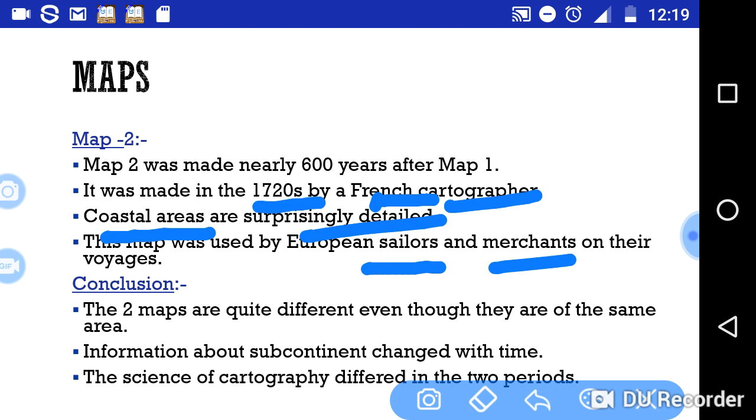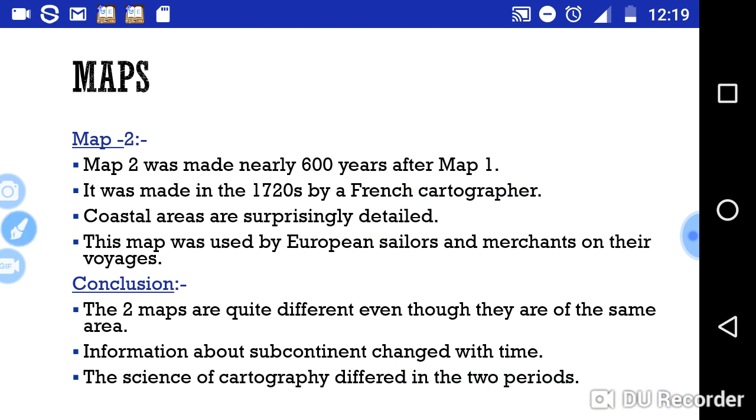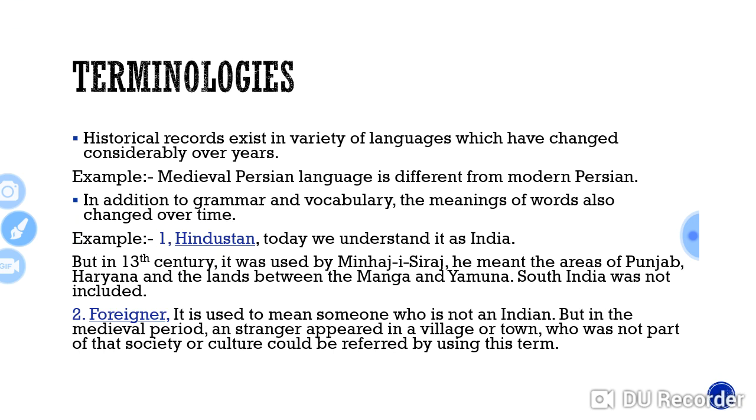From map 1 and map 2, we can draw these conclusions. These are maps of the same area, but they are different because the information which the cartographers were getting was changing with time. That means we can see improvement in the science of cartography. This is about maps.